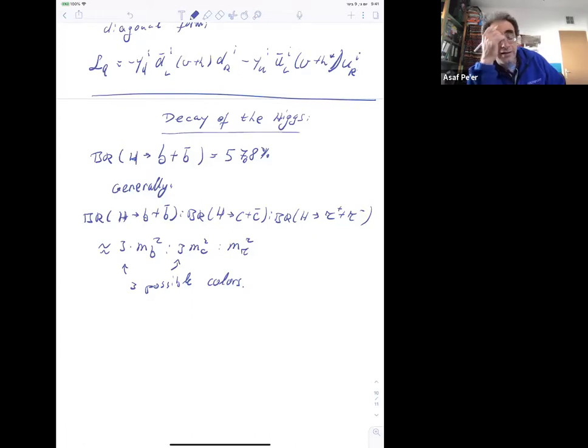Okay, so in the LHC, the Large Hadron Collider, we first have to produce the Higgs, because the Higgs is not just there hanging around.